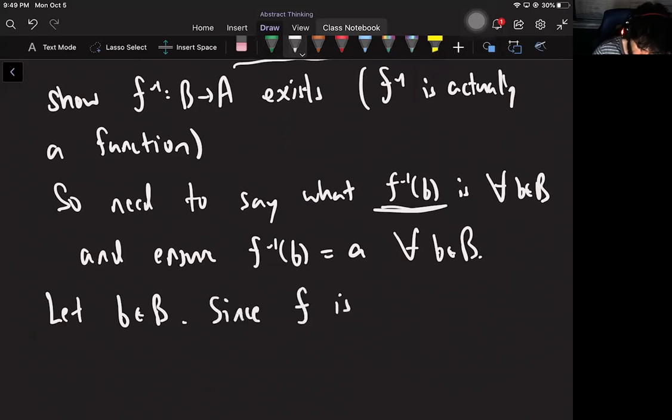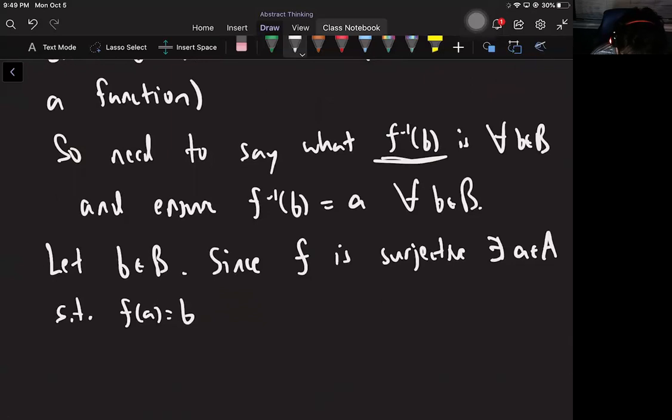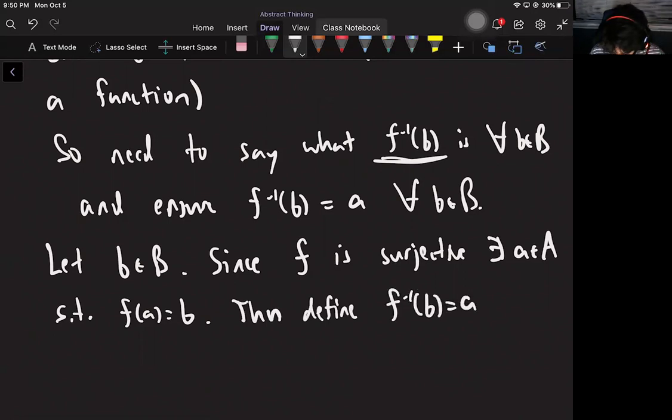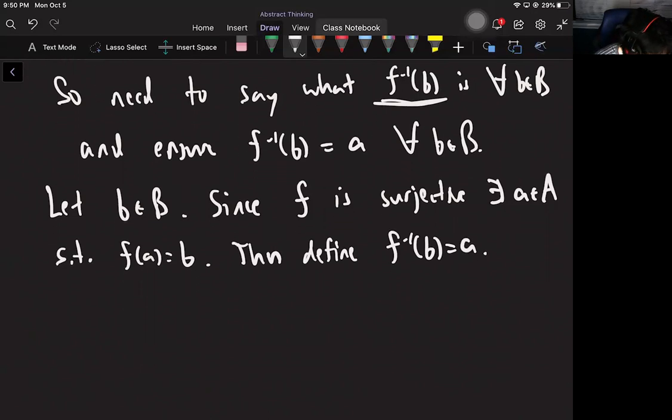Since f is surjective because it's bijective, that must mean that there's an a such that f of a equals b. That's what it means for a function to already be given to you as surjective. If you have an element of the codomain, you can find an element of the domain to map to it. So this gives me something to send b to using the inverse. So this allows me to send b to an element of A.